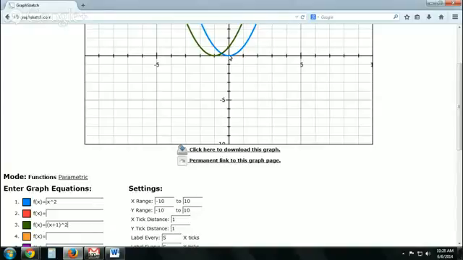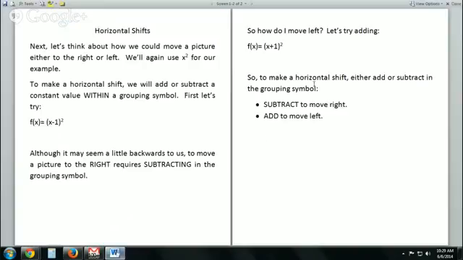Look at your vertex. It was at 0, 0 on our original x squared. It's now moved left by 1 place. The point that was here, it's now moved left by 1 place. And the point that was here, it's now moved left by 1 place. Every point has moved left by 1 place. So now when you add something in the parentheses, in any kind of a grouping symbol, the effect is that it moves your picture to the left.